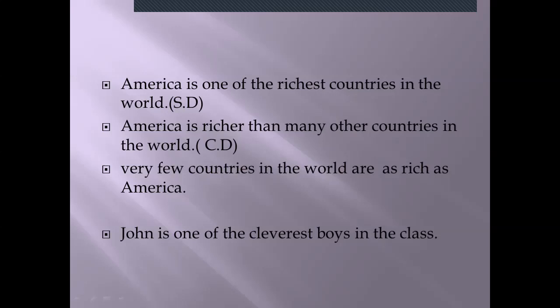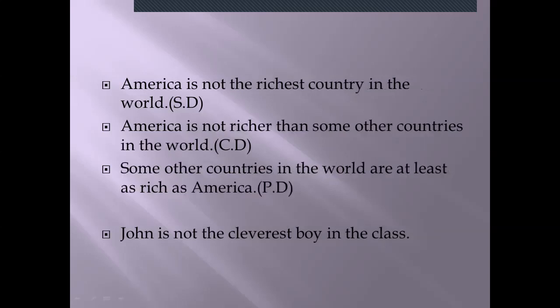Look at these examples. Now John is one of the cleverest boys in the class. John is cleverer than many other boys in the class. That is comparative degree. And positive degree starts with very few. Very few boys in the class are as clever as John. This is model 2. Now come to model 3.